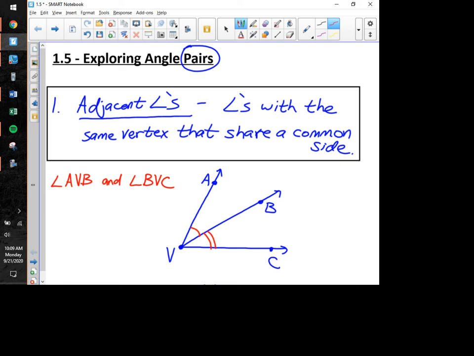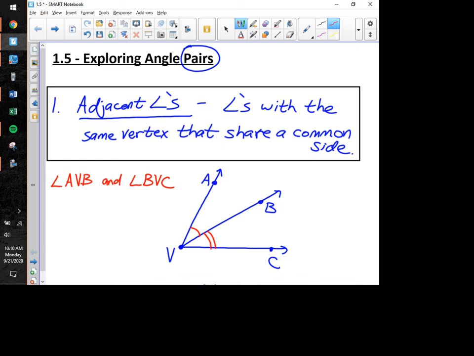And that there, everybody, is an example of a pair of adjacent angles. They have the same vertex, that's V. They share a common ray, which is VB. And this is important also, although it doesn't come up very often. They cannot have any interior points in common.